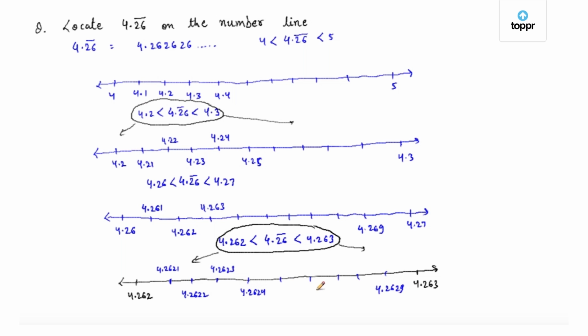up to 4.2629. Here, the sixth part gives us 4.2626, which is the representation, or we can say the approximate representation of 4.26 whole bar on the number line.